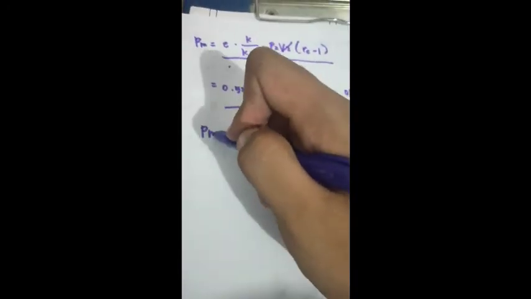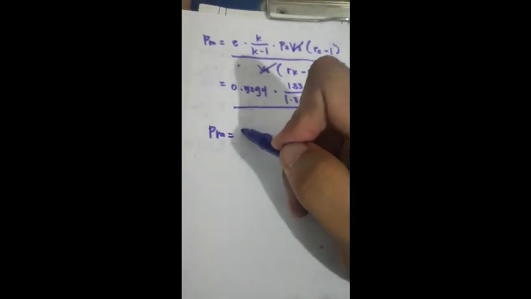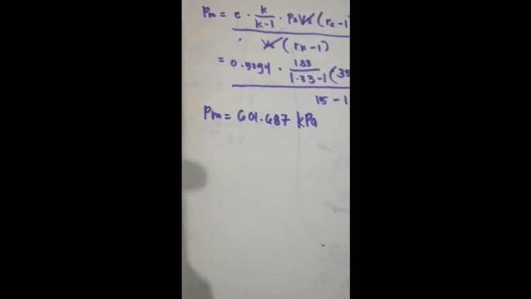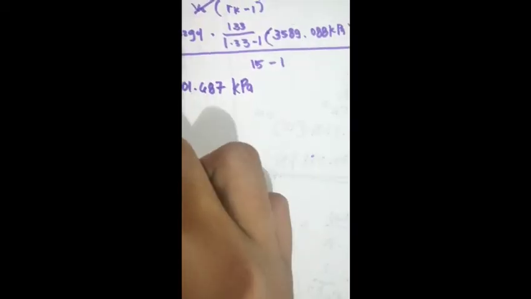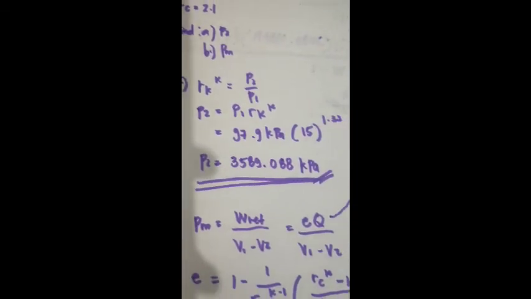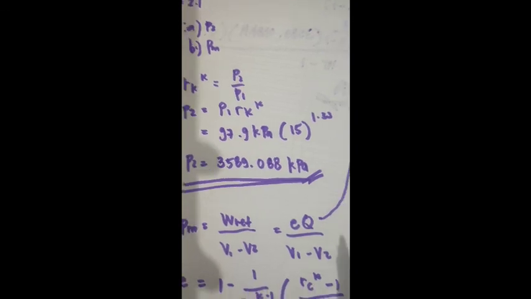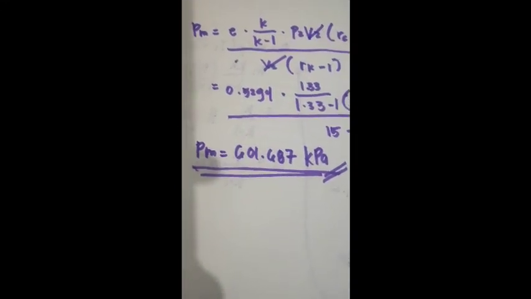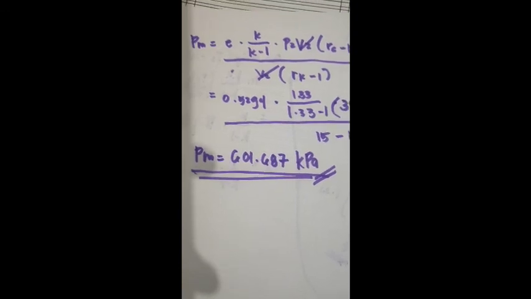So the mean pressure that we get is 601.687 kilopascal. So there, that's the answer for the mean pressure. So the answer for both A and B are: the pressure just after the compression is 3589.088 kilopascal, and the mean pressure is equal to 601.687 kilopascal.